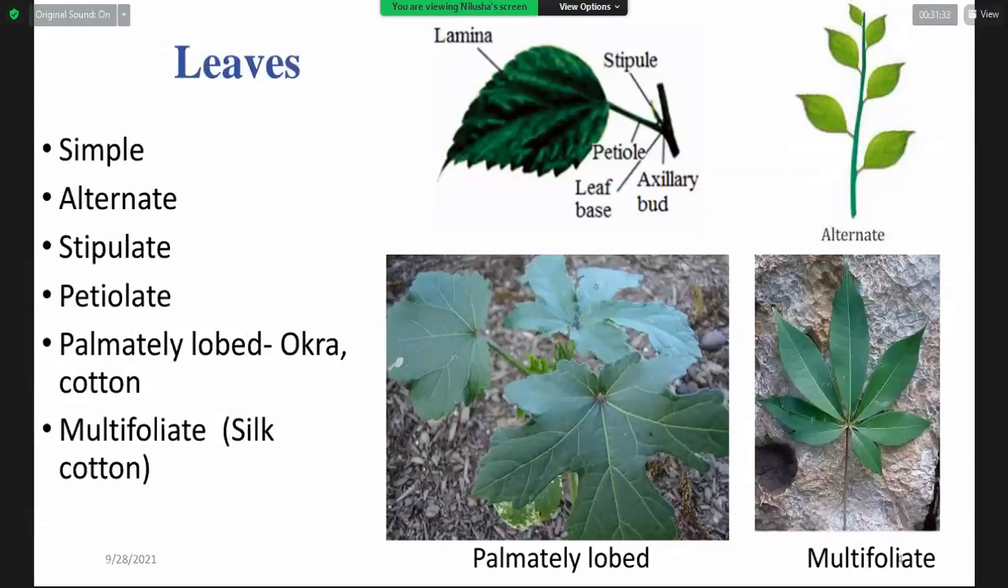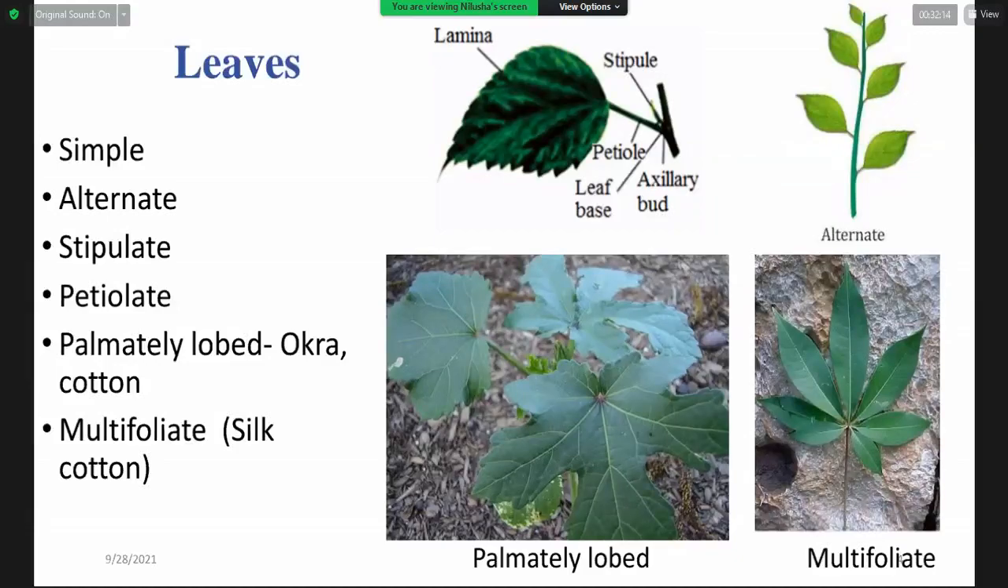Petiolate means the leaf is attached to the branch with a petiole, so we call it a petiolate leaf. Next character is the palmately lobed leaf. What is palmately lobed? It is found in okra, cotton-like plants. It resembles a hand with fingers, so we call it a palmately lobed structure. Here you can see in this picture the palmately lobed structure of the leaf.